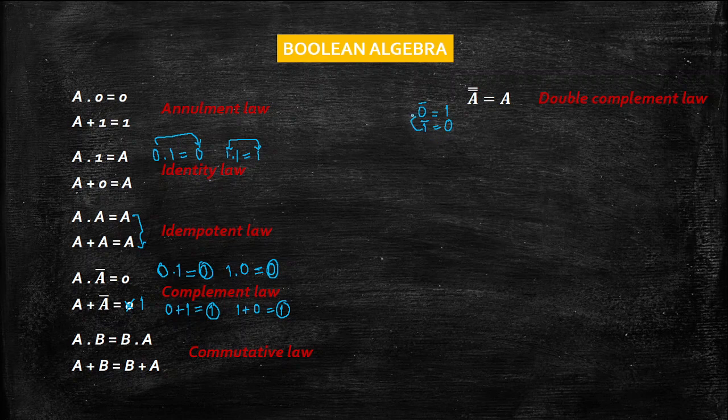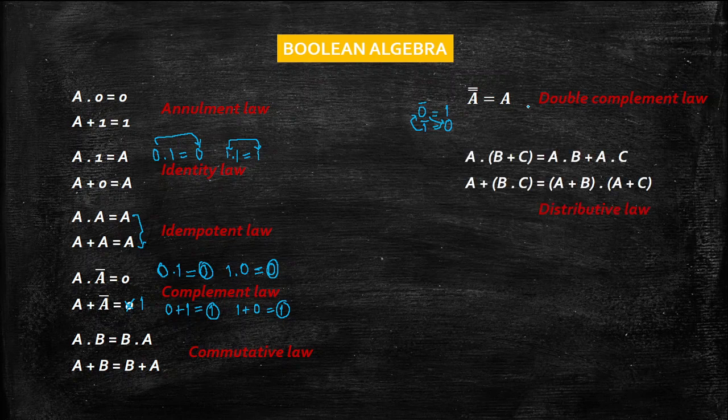But what is 1? 1 is the complement of 0 only. So therefore you are again going to get 0 back. So the complement of A and its complement again, these two complement operations are going to cancel each other and you are going to get A back. So this rule is called the double complement law.